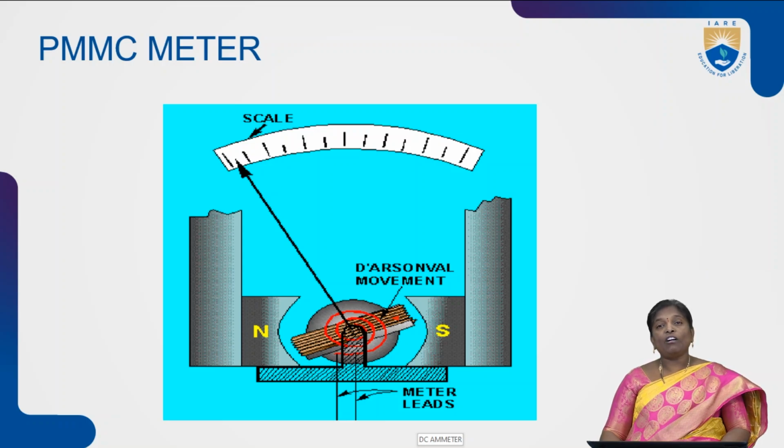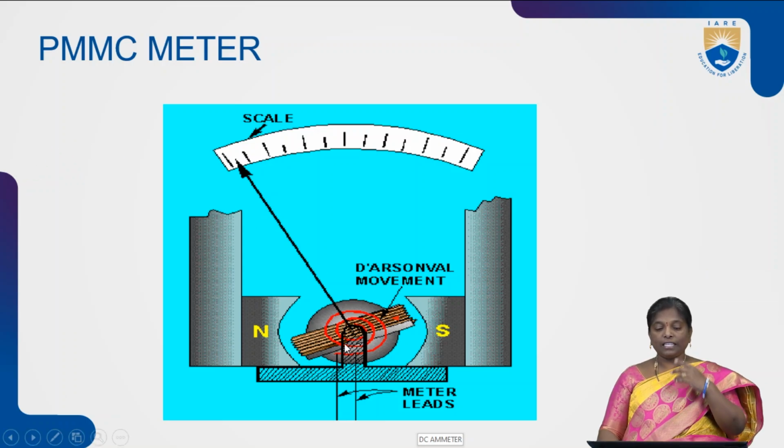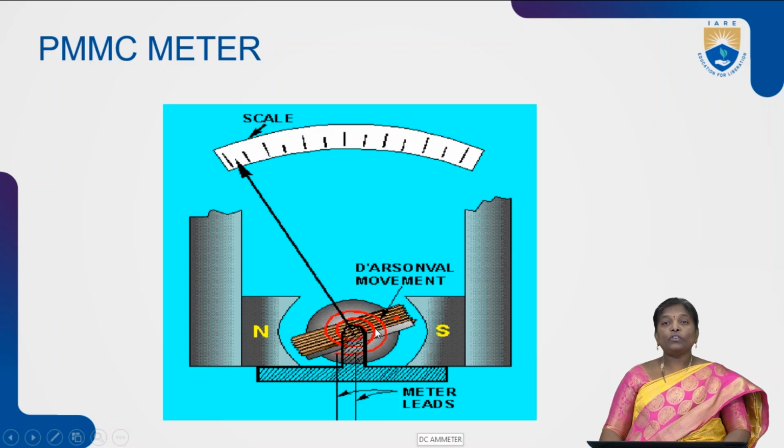A moving coil is inserted between a permanent magnet, so it is called a permanent magnet moving coil meter. First of all, see the construction of this PMMC meter. In this PMMC meter, we have a permanent magnet which consists of north and south poles. Along with this, a meter movement and a scale are present. A pointer is connected here.